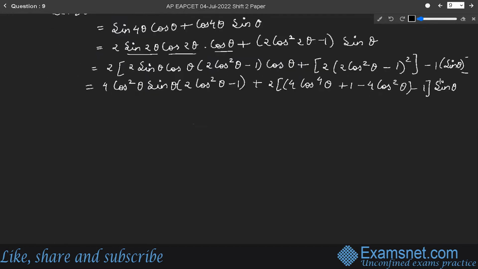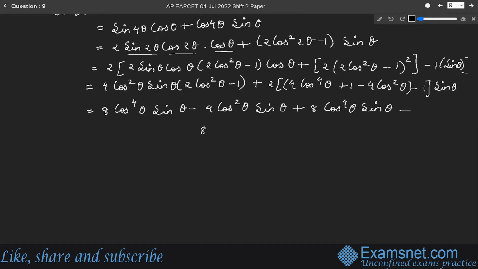Now on further solving, it becomes 8 cos power 4 theta into sine theta minus 4 cos square theta into sine theta, plus 8 cos power 4 theta into sine theta minus, I am writing it downside, so minus 8 cos square theta into sine theta plus sine theta, minus minus will be plus.